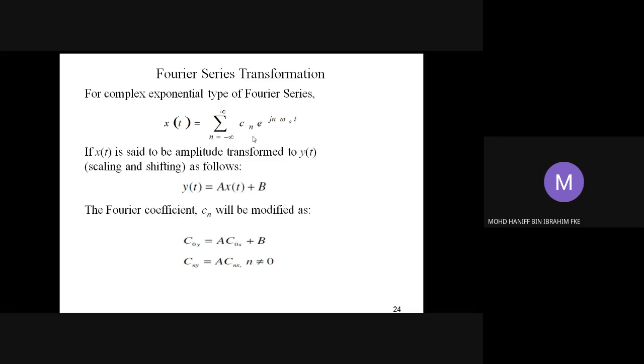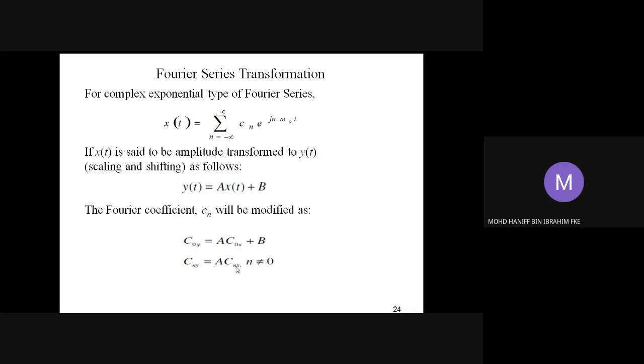Yeah, we have the C naught and the Cn for xt itself. But when we have a new function yt, where yt and xt are related by these equations with a scaling constant a and a shifting constant b, we can relate the new Fourier coefficients of yt by these equations, where C naught y will be a times C naught x plus b, and Cny will be a times Cnx.